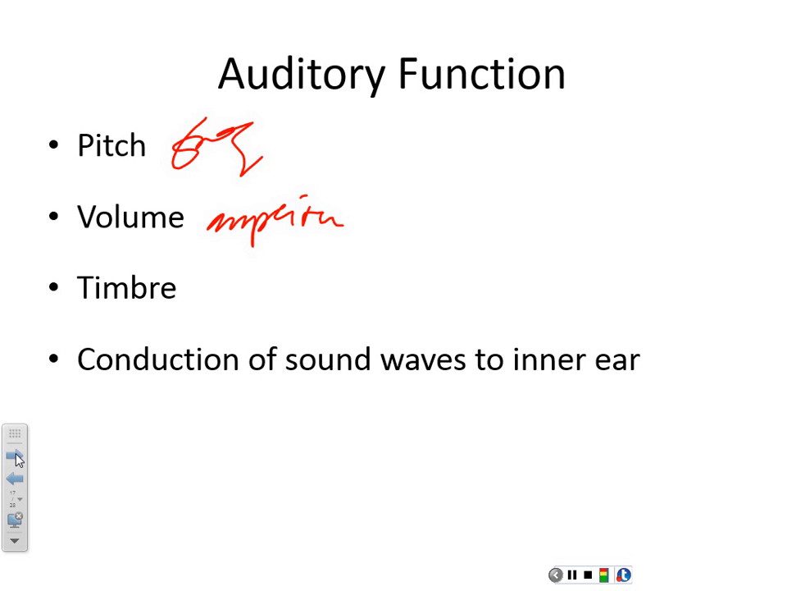Oval window. The stapes vibrates the oval window. Thank you for catching that. And then, of course, the round window is to dissipate, and it opens out of the scala tympani. So just know all the parts that are conducting sound waves, and it goes in there, and it goes into the inner ear, into the cochlea.